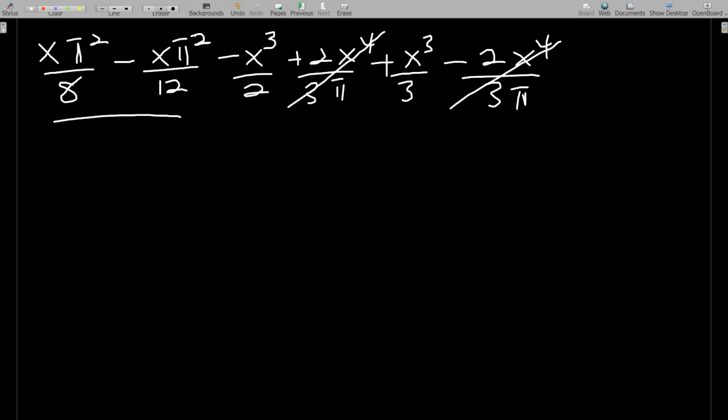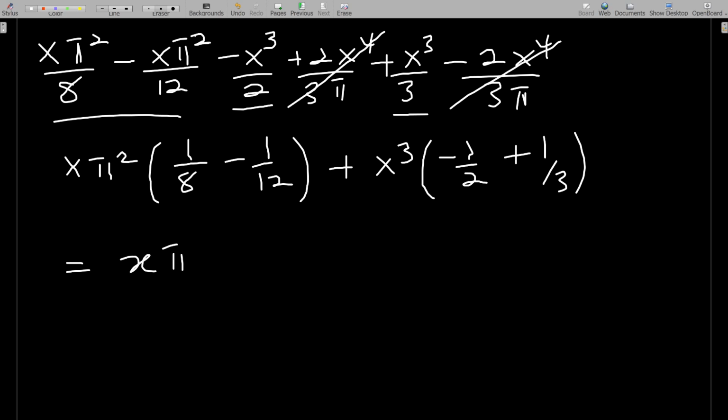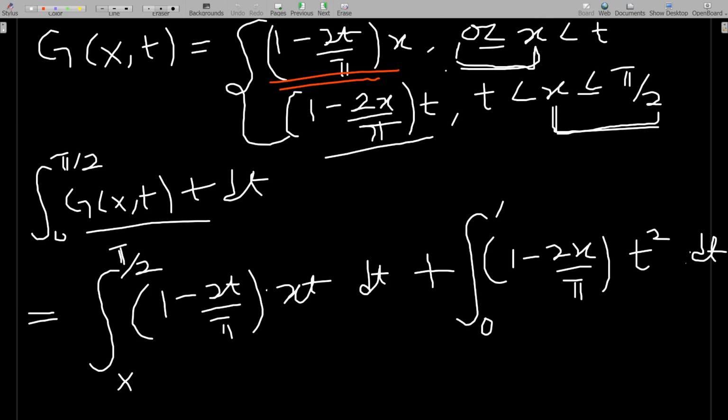So with the first two terms, I have x pi squared out, then I have 1 over 8 minus 1 over 12, and I hope you can simplify this fraction. Now with this part and this one, I have x cubed out. Here we'll be left with minus 1 over 2 plus 1 over 3, or you can write it 1 over 3 minus 1 over 2. And so after simplifying everything, we have x pi squared over 24 minus x cubed over 6. And realize that this is the final answer for this.